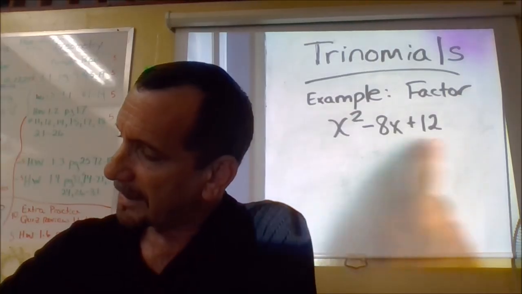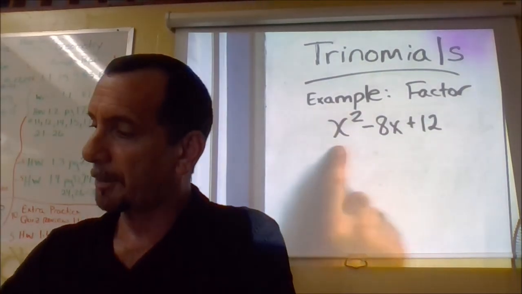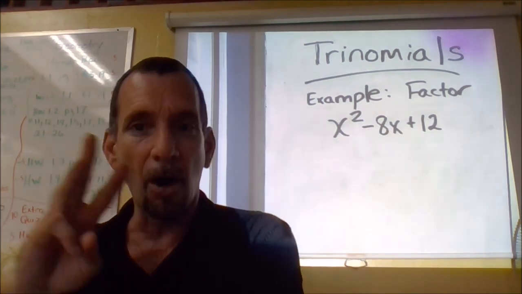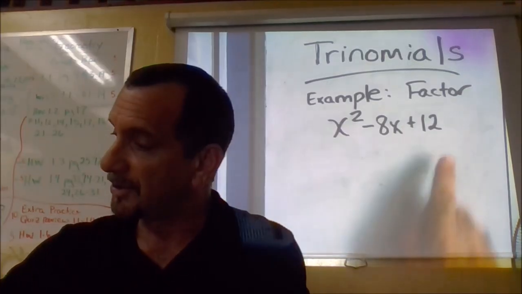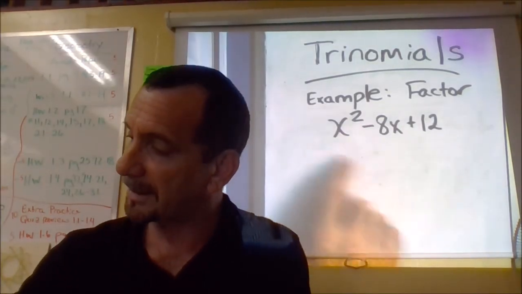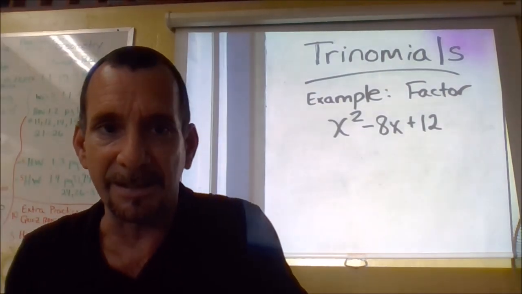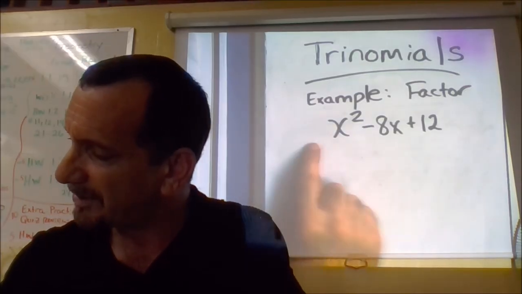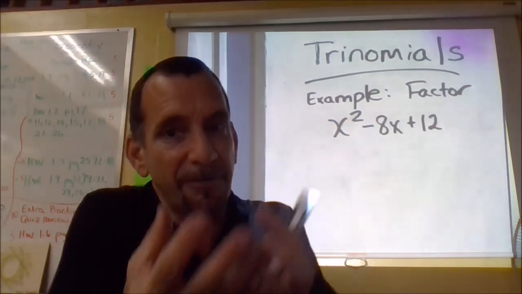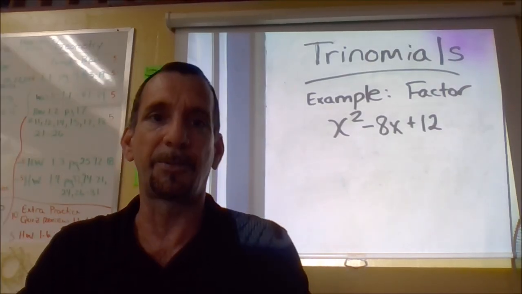X squared and x and a 12. Now, if I wanted to say, is there anything common that I can pull out of all 3 of those? And the quick answer is no. There's no x here, so I can't pull any x's. And there's a 1 in front of this x, but there's no other number that I can pull out of all 3 of those. So this is not a greatest common factor problem.